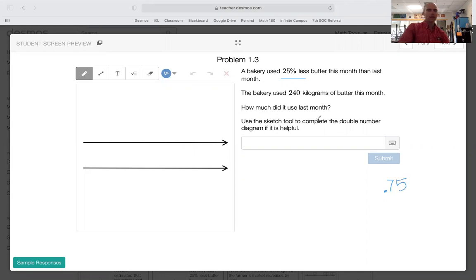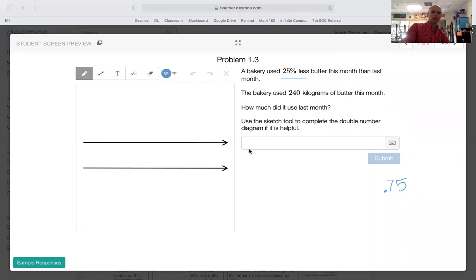And now I have to think, okay, well, they gave me the new amount. In order to work backwards to the original, I'm going to do division. I'm going to do new divided by percent equals original, which is literally the exact same thing as part divided by percent equals whole. If you remember that from a couple weeks ago, it's the same thing. We're just using different terminology.